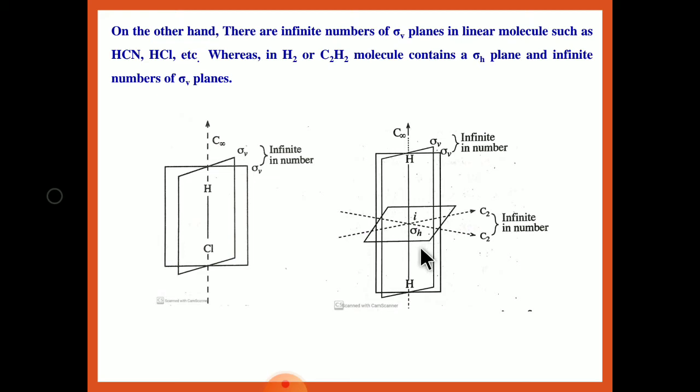The horizontal plane is passing through the H2 molecule because it bisects the molecule into two equal halves. So they become the mirror images of each other. The first hydrogen reflects its mirror image onto the second side of the H2 molecule, and vice versa. Therefore, the H2 molecule or C2H2 molecule contains one sigma h plane, that is the horizontal plane, and an infinite number of sigma v planes, that is vertical planes.